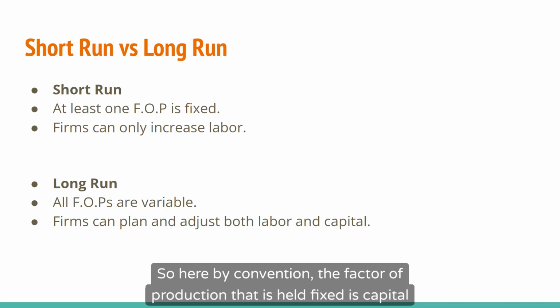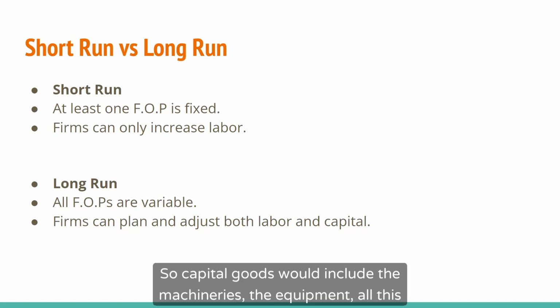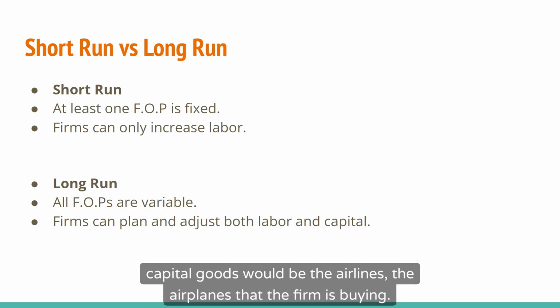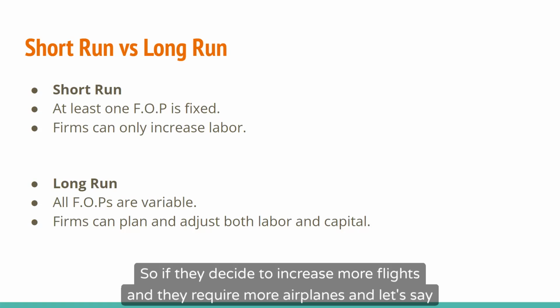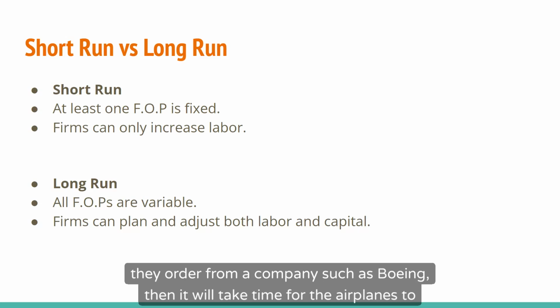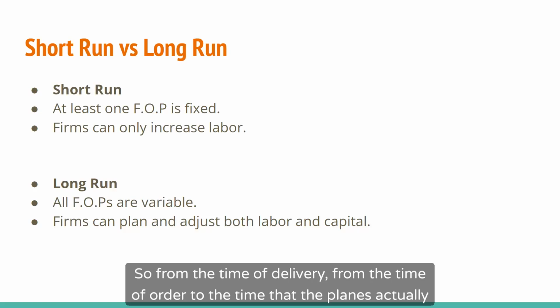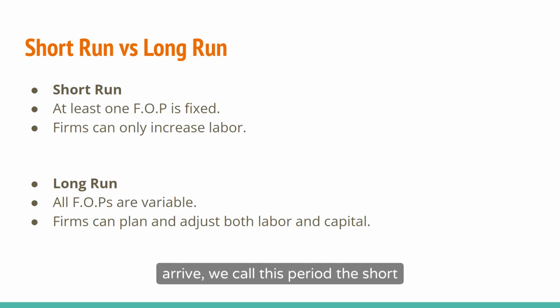So here, by convention, the factor of production that is held fixed is capital goods. So capital goods will include the machineries, the equipment, all this technology that the firm is using. So let's say in the case of an airline company, the capital goods would be the airplanes that the firm is buying. So if they decide to increase more flights and they require more airplanes, and let's say they order from a company such as Boeing, then it will take time for the airplanes to be delivered over to the airlines, right? So from the time of order to the time that the planes actually arrive, we call this period the short run, right?